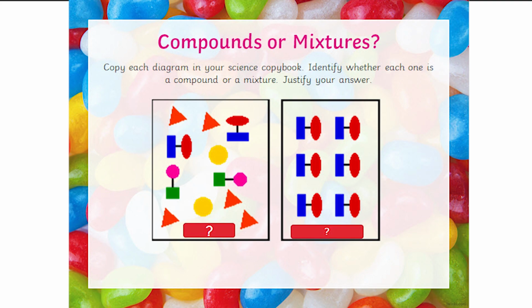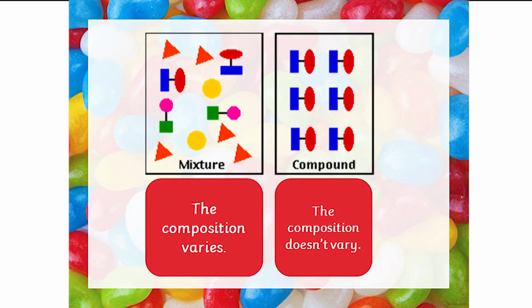Identify whether each picture represents a compound or a mixture. Justify your answer. In the second picture, the composition doesn't vary. It's the repetition of the same pattern and nothing else is added to this pattern. So I'll have a pure substance. It's clear that the atoms aren't alike, so I have a compound. In the first picture, the composition varies, so it's a mixture.